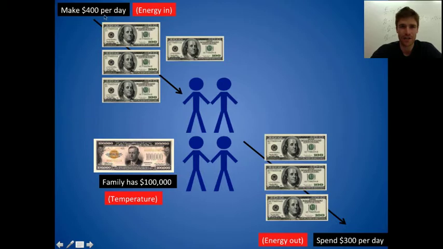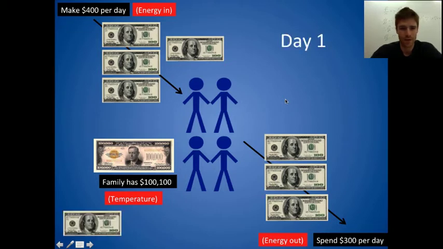Now there are a couple ways to change the family's wealth in this case. You could increase the amount of money coming in. Let's say now they're making $400 a day, and they're still spending only $300 a day. What happens as the days progress? After 1 day, the family has accumulated an extra $100. After 2 days, $200. After 3 days, $300. So you can increase temperature by increasing energy in and keeping energy out constant.